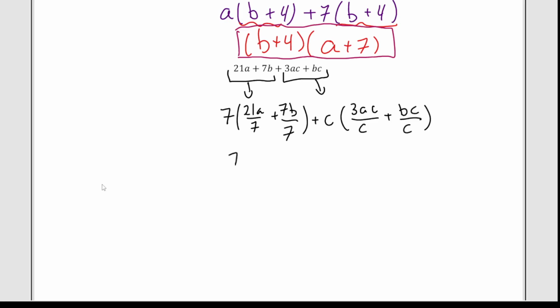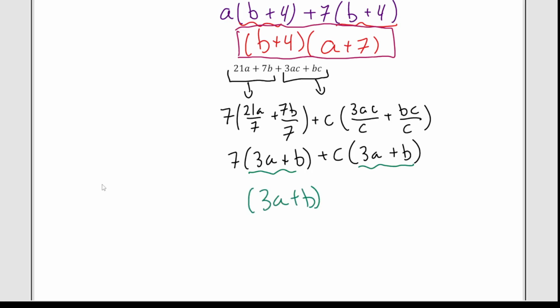21a divided by 7 is going to leave us with a 3a. 7b divided by 7 is going to leave us with a single b. 3ac divided by c will leave us with 3a. bc divided by c will leave us with b. Then we want to keep on going, so they have in common this parenthesis of 3a plus b, so 3a plus b will be one of our final parentheses. And then when we take each term and divide out that 3a plus b, we're going to be left with 7 plus c, and that would be our final answer.